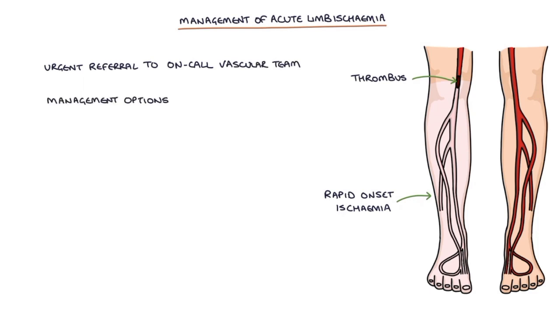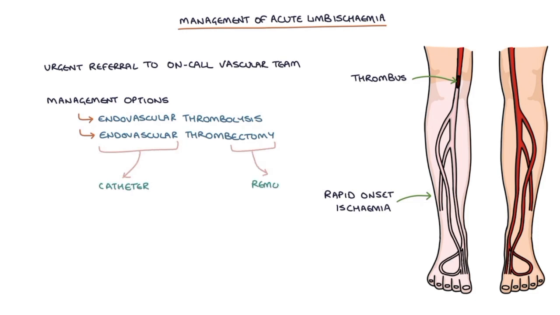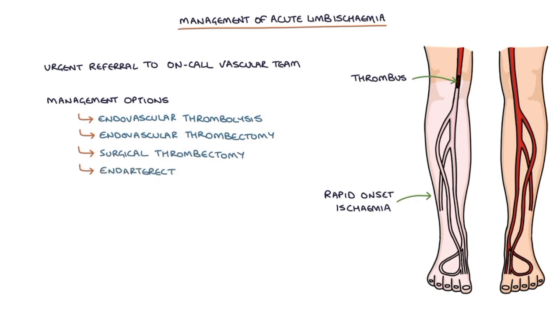Management options for acute limb ischemia include endovascular thrombolysis, which involves inserting a catheter through the arterial system to apply thrombolysis directly into the clot, endovascular thrombectomy, which involves inserting a catheter through the arterial system and removing the thrombus by aspiration or mechanical devices, surgical thrombectomy, which involves cutting open the vessel and removing the thrombus, endarterectomy, bypass surgery, or amputation of the limb if it's not possible to restore the blood supply.